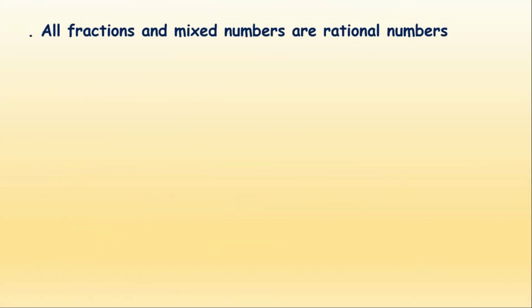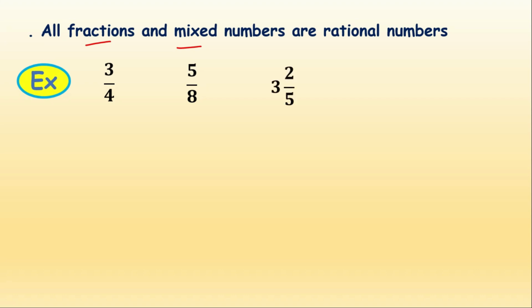All fractions and mixed numbers are rational numbers. What does it mean? It means that any fraction or any mixed number already is a rational number. For example, 3 over 4, you can write in a form a over b, so it's called rational. And 5 over 8 is a fraction, so it's a rational number. And 3 and 2 over 5, a mixed number, so it's a rational number.